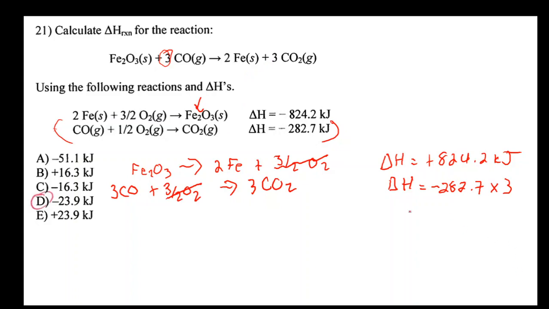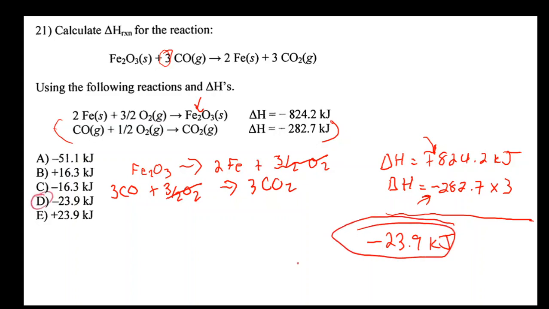To determine the delta H, we now just sum the delta H's of all the sub-reactions with the changes we made to them. We flipped the sign on this one, so now it's positive 824. And this one we multiplied by 3, so we multiply that by 3, and then we add them together. That gives negative 23.9 kilojoules. So that would give you the answer for this one.